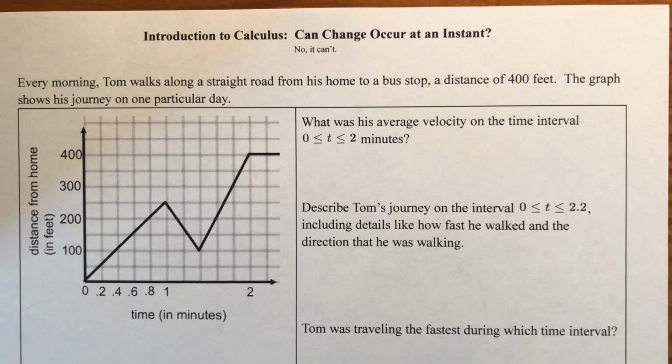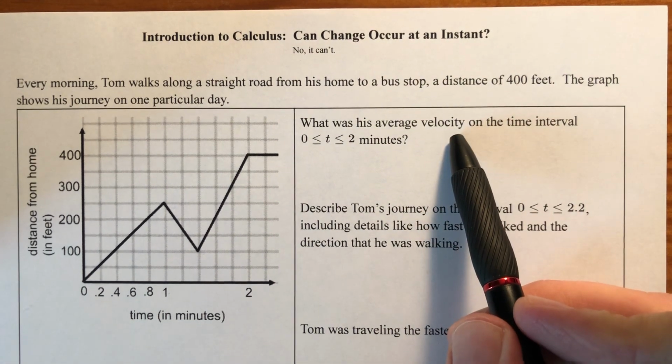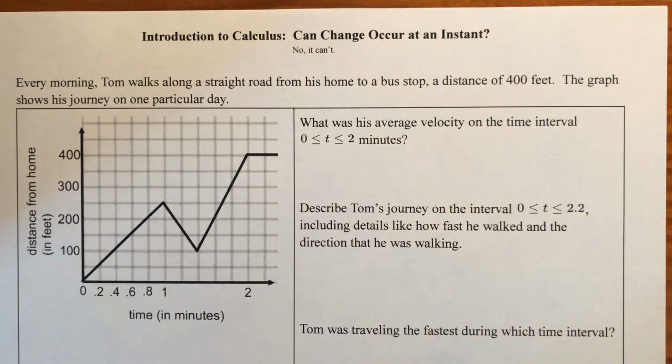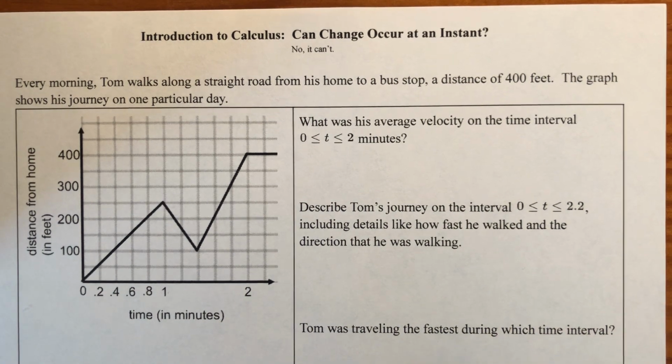All right, so we want to find Tom's average velocity on the time interval from 0 to 2 minutes. Whoa, what? What in the world are we talking about? Okay, average velocity, I just basically want to know, on average, how fast was he going? Now, in this lesson, I'm not going to get into too many specifics of velocity versus speed and that sort of thing. There are definite differences between them.